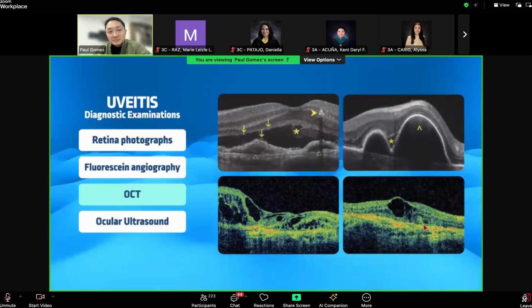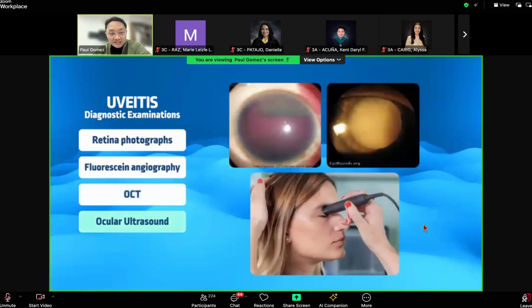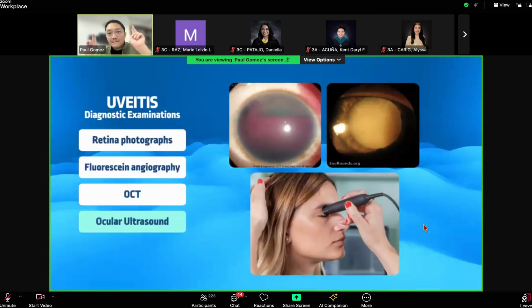So these tests that I've shown you can only be done if there's a good and clear view of the fundus or the retina. There are instances that there is obstruction of the view, and we need another test to appreciate the posterior part of the eye. And that is where an ocular ultrasound or a B scan can be handy. B scan because it's called a brightness type of ultrasound.